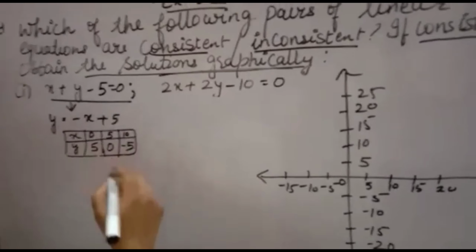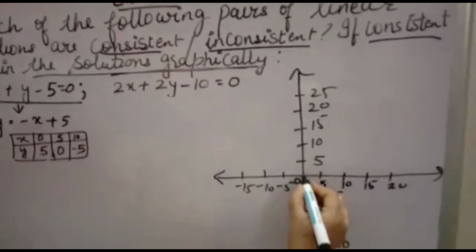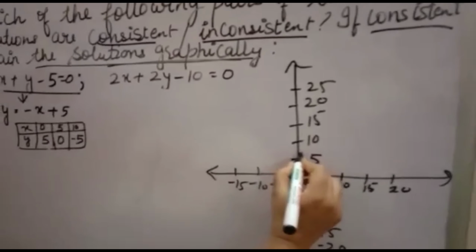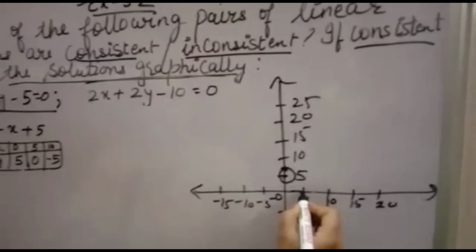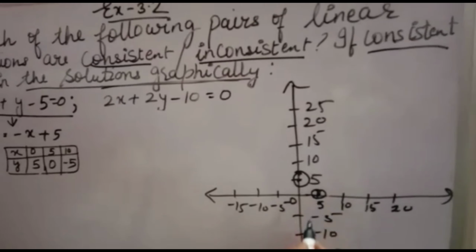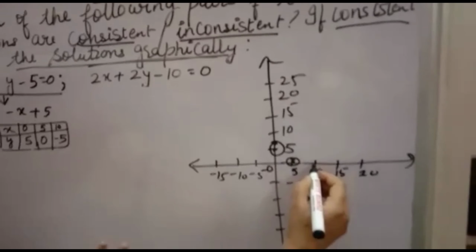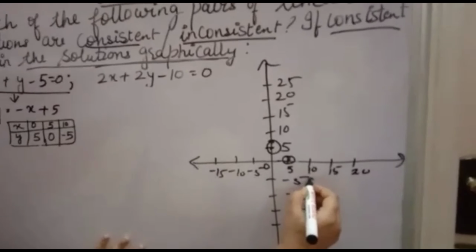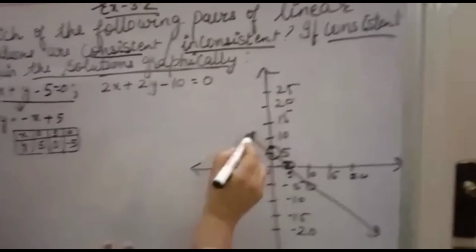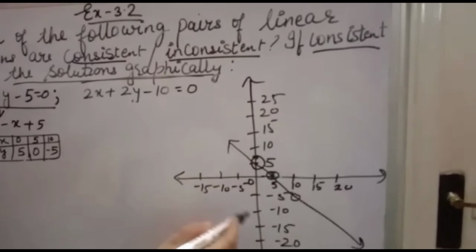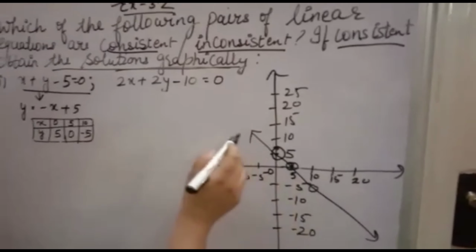So this graph you will plot, x is 0, y is 5, one point will come here. Then x is 5, y is 0, one point will come here. Then x is 10, y is minus 5, one point will come here. So you will get a graph like this. You have to do it on graph paper, it will be more clear, and the line you can draw with a scale.